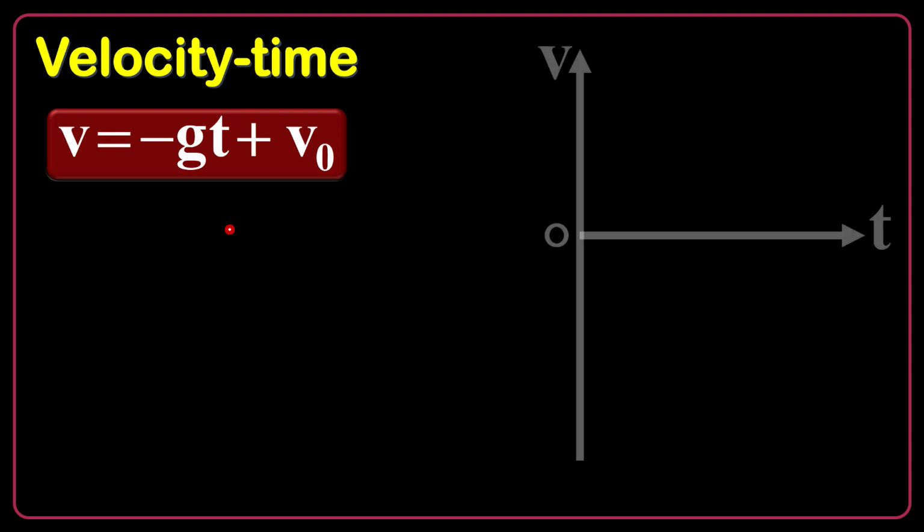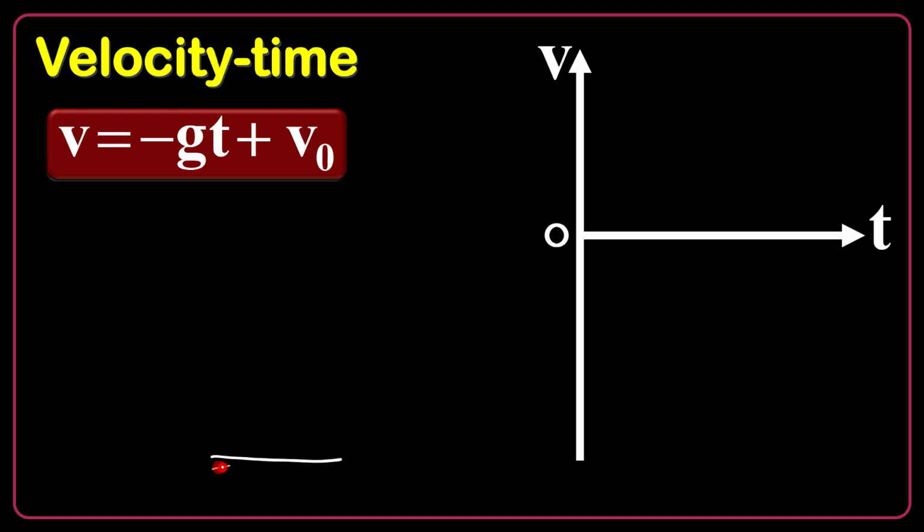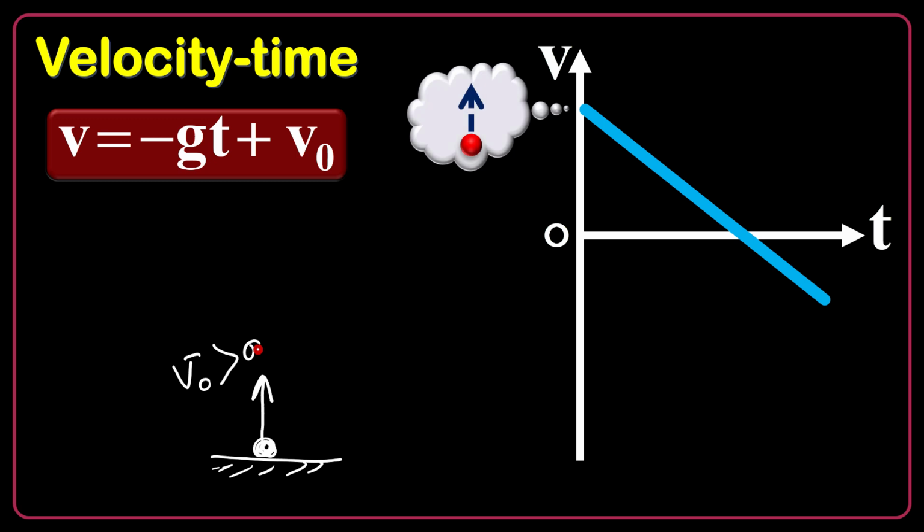For example, suppose that one possible case is when the object is thrown upward, like that. From the ground, you may throw the object in the positive direction of y. So initial velocity is a positive value. So the v-t graph will be a descending line starting from a positive vertical intercept. As you see, initial velocity is positive here.